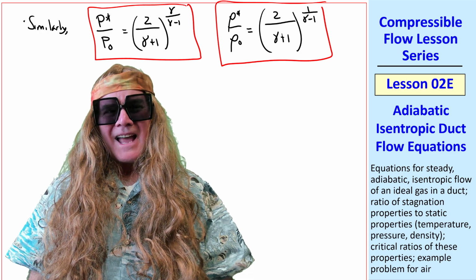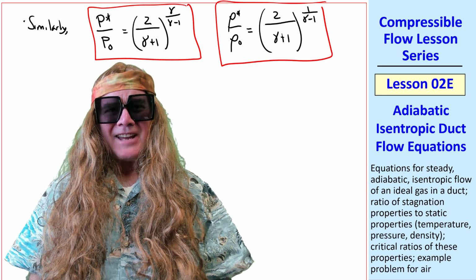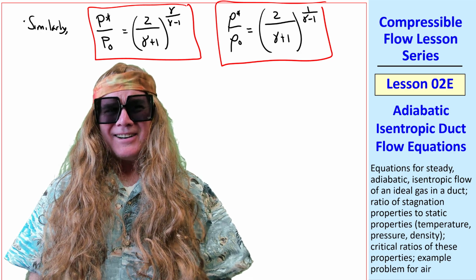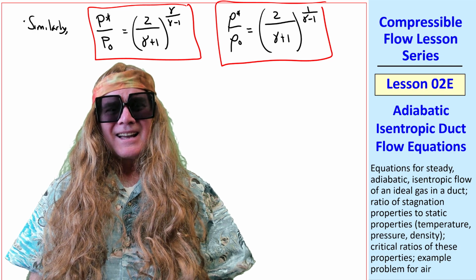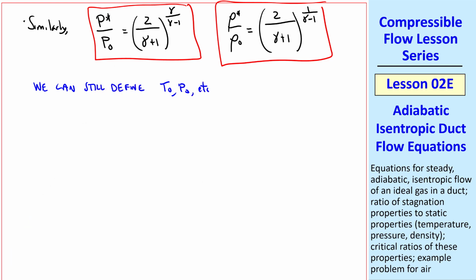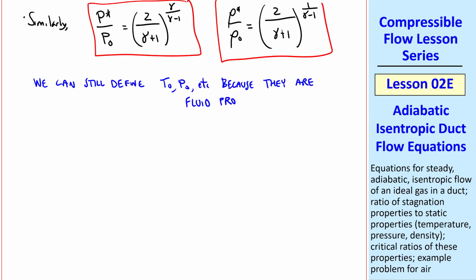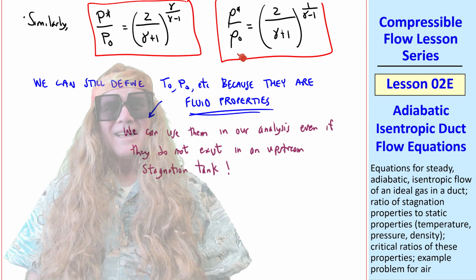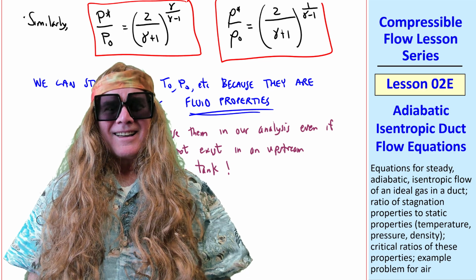Hey Doc, what happens if there is no upstream pressure tank? For example, what if the flow is driven by some kind of compressor instead? Great question, Arlo. It turns out that we can still define T naught, P naught, etc. because they are fluid properties. And we can use them in our analysis of these kinds of flows, even if they do not exist in an upstream stagnation tank. These equations still apply, even if P naught and rho naught do not exist anywhere in the flow. Awesome, Doc. Thanks.